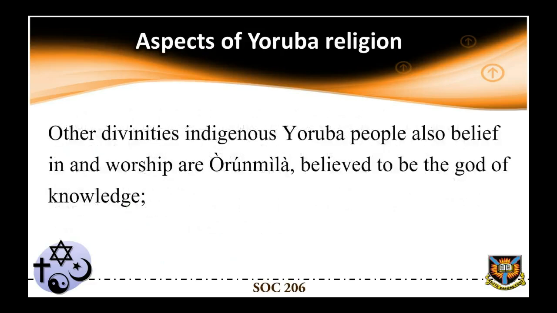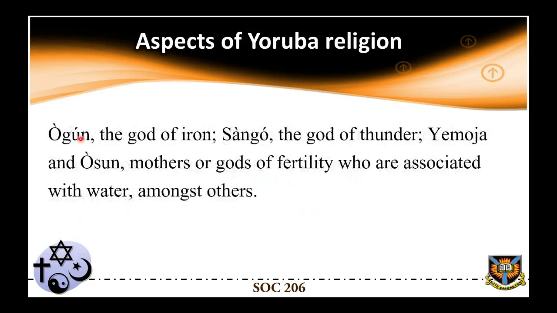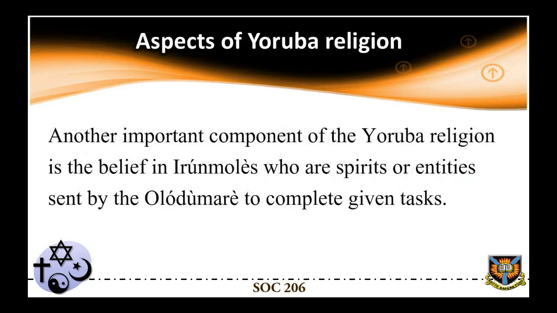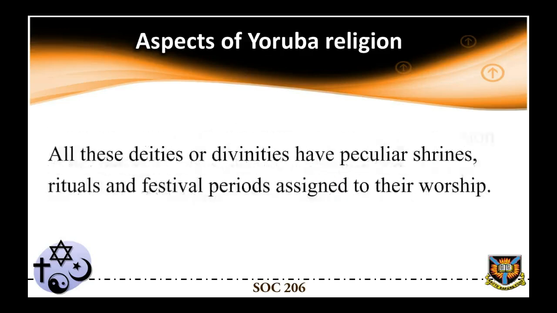Other divinities indigenous Yoruba people also believe in and worship are Orunmila, believed to be the god of knowledge, Ogun, the god of iron, Sango, the god of thunder, Yemoja and Oshun, mothers or gods of fertility who are associated with water, amongst others. Another important component of the Yoruba religion is the belief in Irumoles, who are spirits or entities sent by the Olodumare to complete given tasks. All these deities or divinities have peculiar shrines, rituals, and festival periods assigned to their worship.